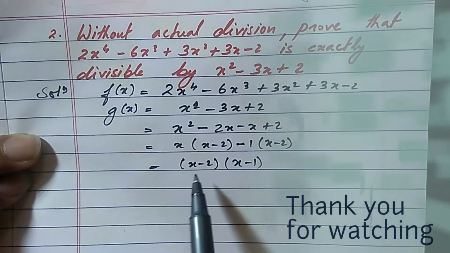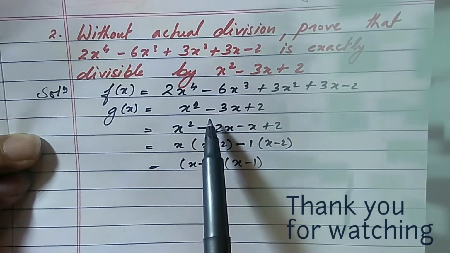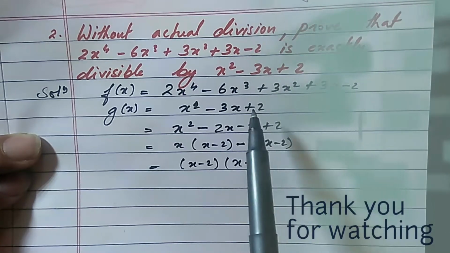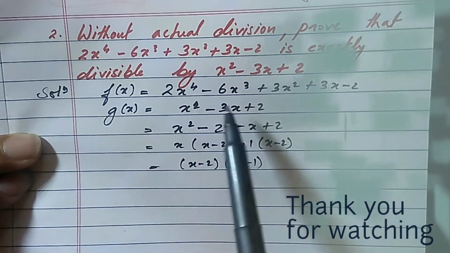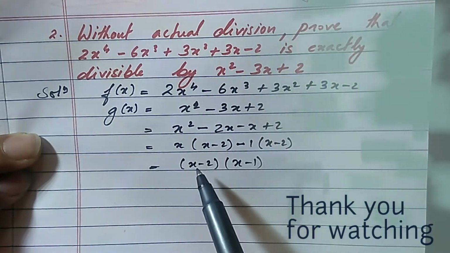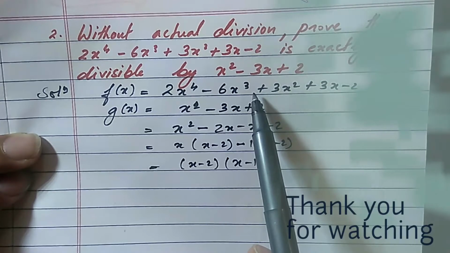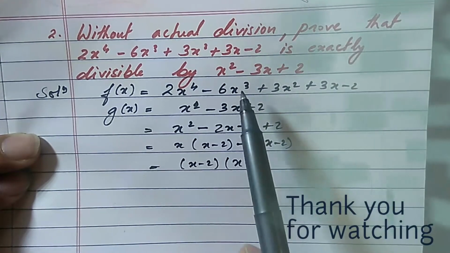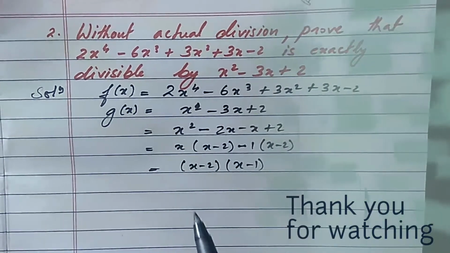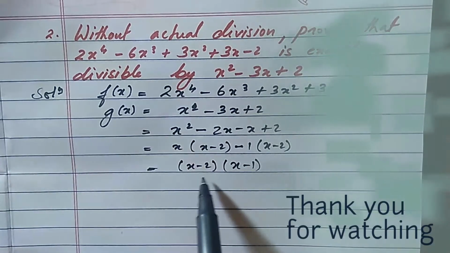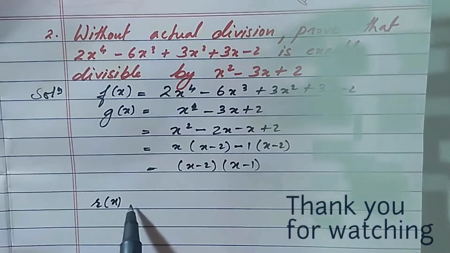What does this mean? This means that both x minus 2 and x minus 1 are factors of x squared minus 3x plus 2. But we need to prove that f(x) is completely divisible by g(x). In order to prove that, it is sufficient to prove that x minus 2 and x minus 1 both are factors of f(x), then we can prove that it is completely divisible by g(x). So we first find out whether x minus 2 is a factor of f(x) or not. For that we need to find out r(x). What is r(x) in this case?